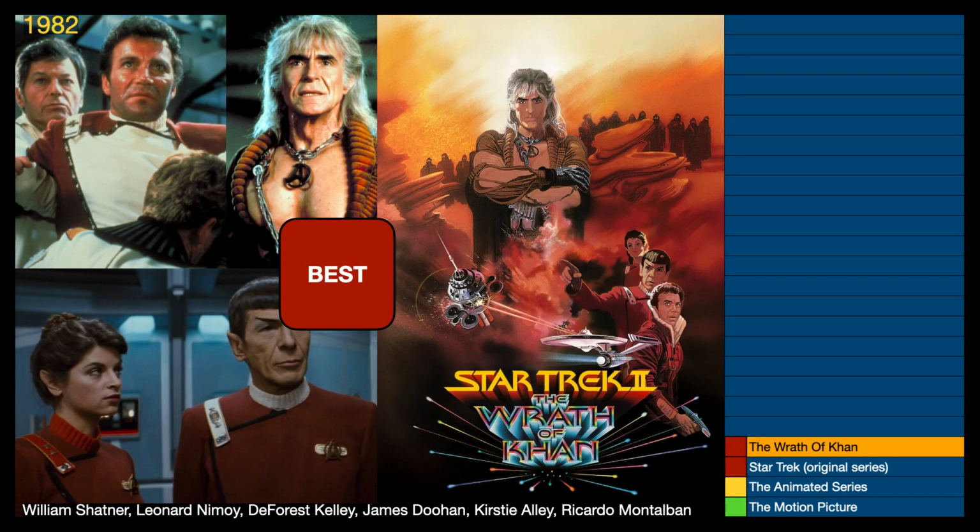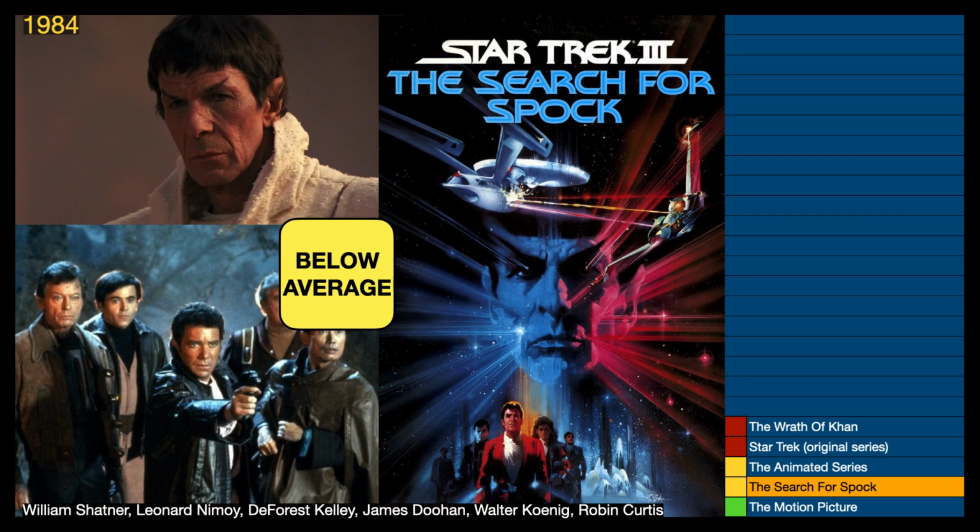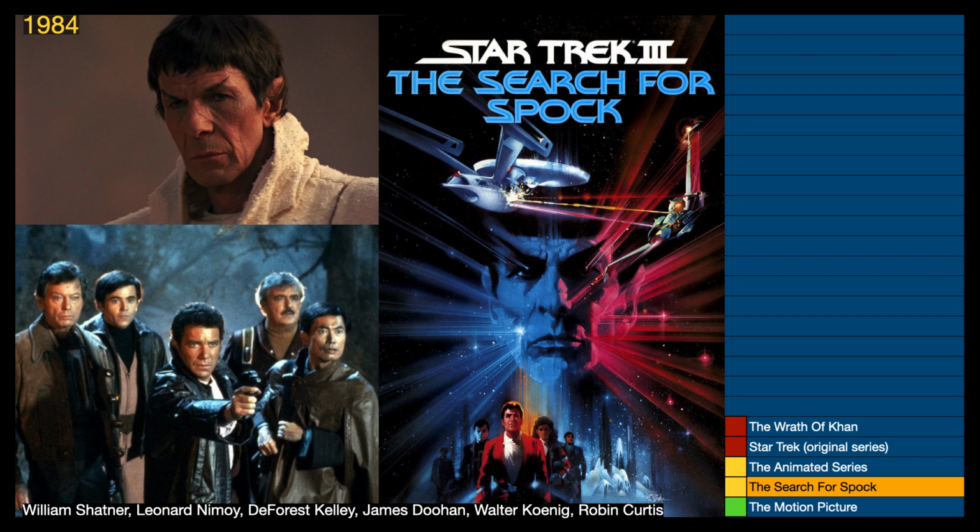1982, The Wrath of Khan. The Enterprise faces off against a genetically engineered supervillain with a powerful weapon, a sequel to an early television episode. 1984, The Search for Spock. The crew returns to a restricted planet to recover their friend's body and contend with hostile Klingons.